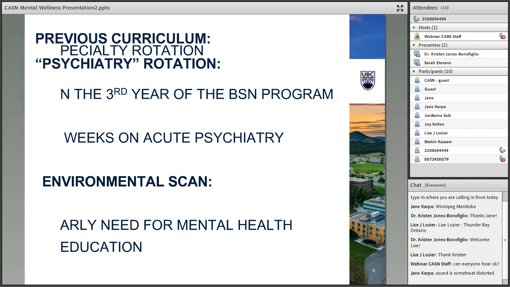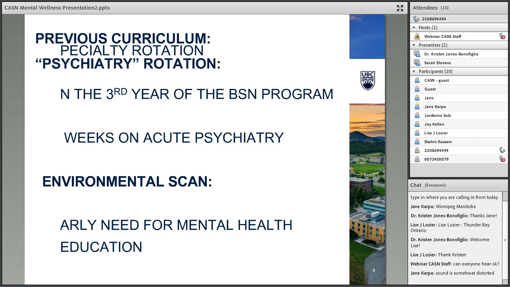So in our previous BSN curriculum, we had a 4-week psychiatry rotation in third year. It was a relatively short rotation looking at acute psychiatry as a specialty area of nursing. Its main focus was on mental illness, treatments, and the mental status exam.